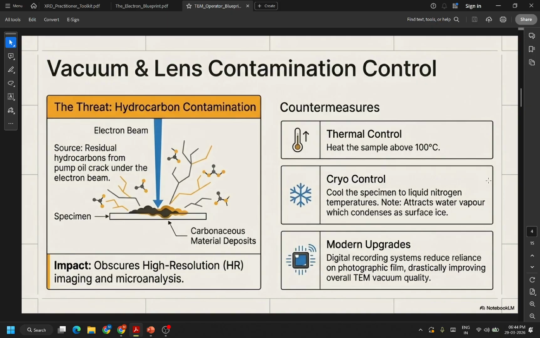Earlier, detection was done on photographic fluorescent screens and films. Now we use digital recording systems to reduce reliance on photographic films, and we don't have to keep changing the film. So the system remains closed, and it improves overall TEM vacuum quality.